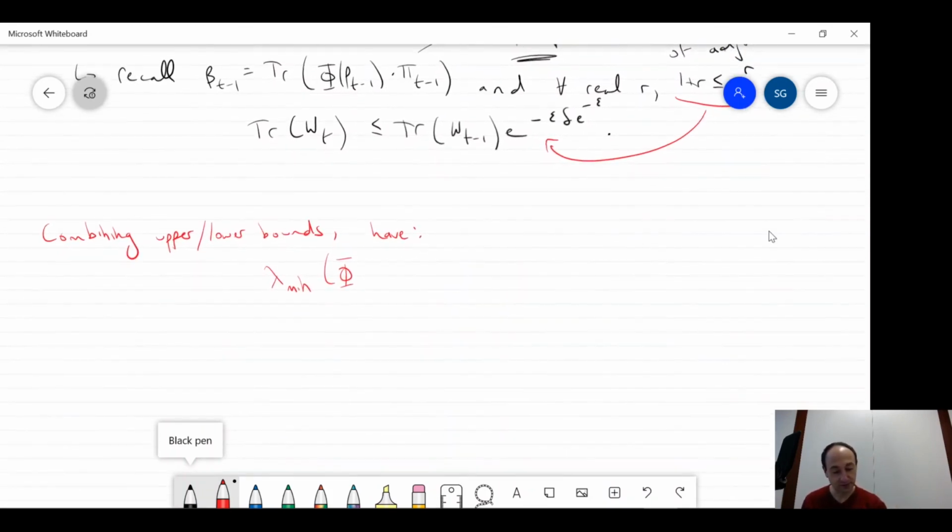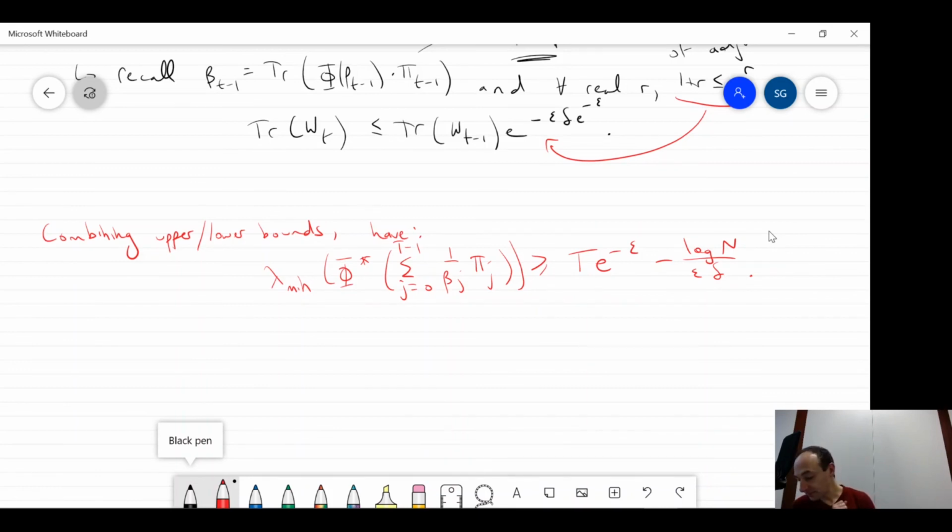Okay. Phi star of the sum of j equals 0 up to t minus 1 of 1 over beta j, pi j, is at least t e to the minus epsilon minus log n over epsilon delta. Okay, so I'll let you kind of plug those upper and lower bounds together, but that's essentially what you should get. And of course, remember, our goal is to show that this thing is strictly larger than 1.